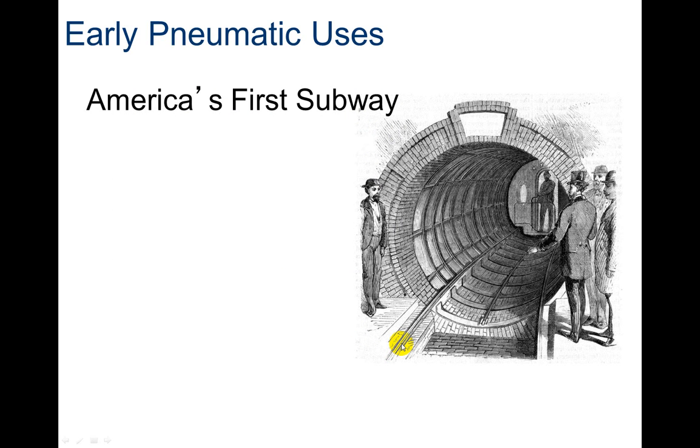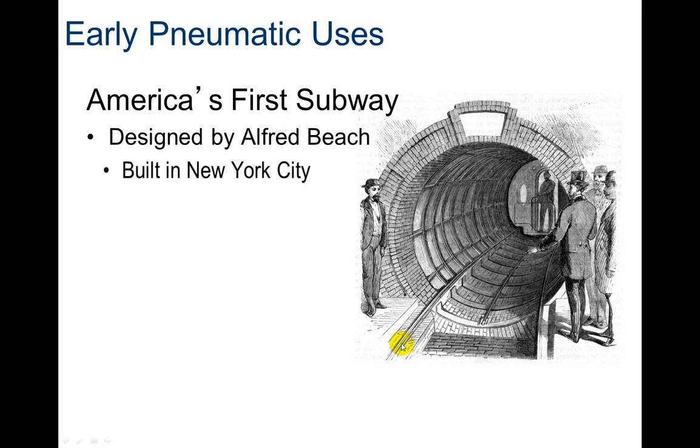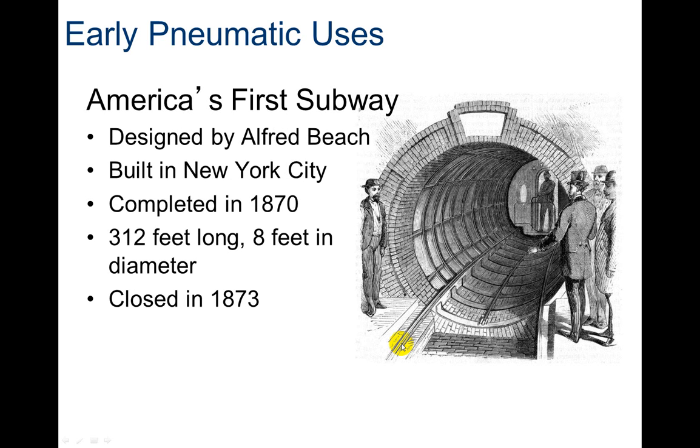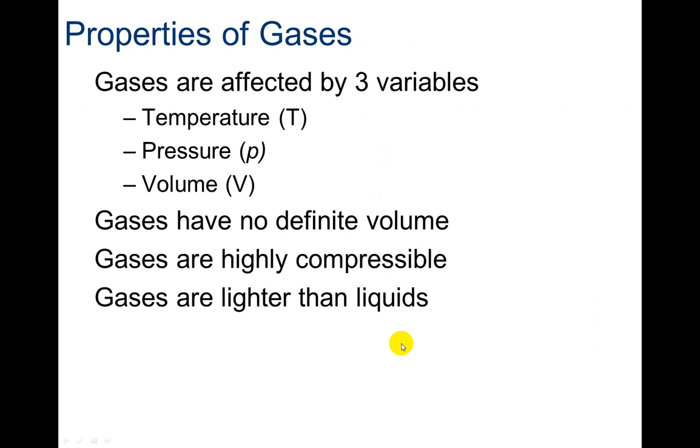Another example of earlier uses of pneumatics: the first subway was designed by Alfred Beach. It was built in New York City and completed in 1870. It was 312 feet long, 8 feet in diameter, and it closed in 1872. So obviously a pneumatic subway was not really the way to go. It's kind of sad they probably spent longer building it than they actually used it.